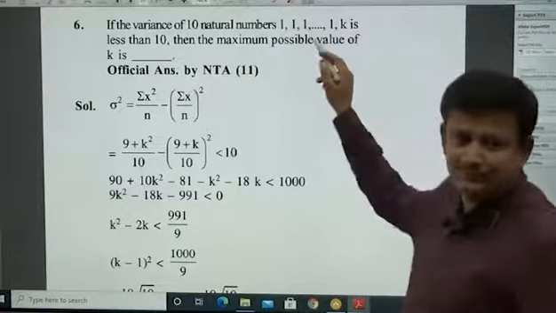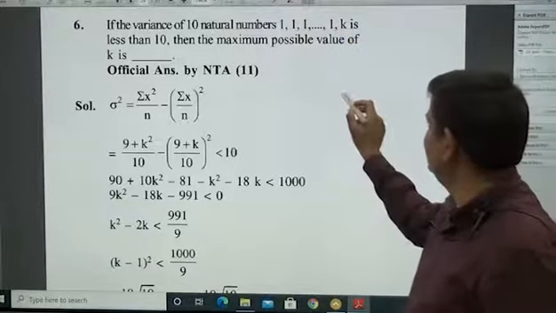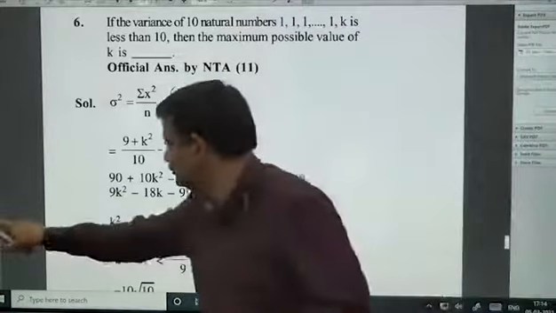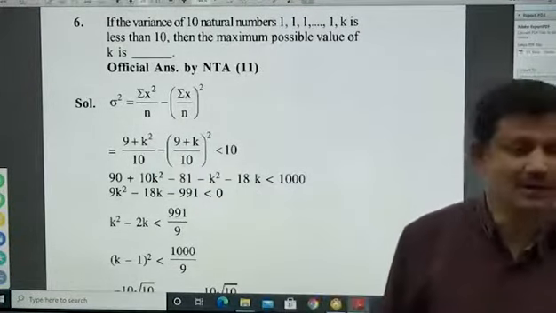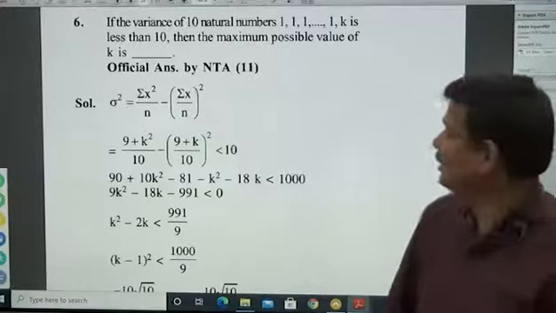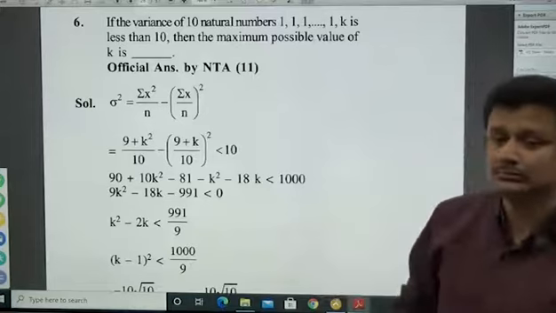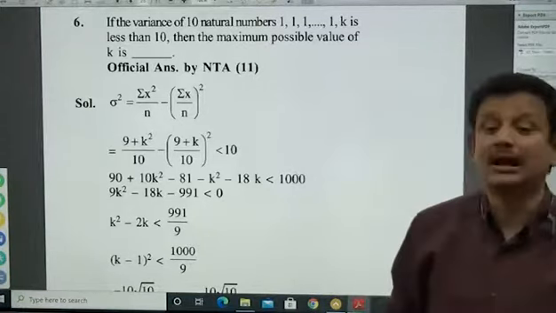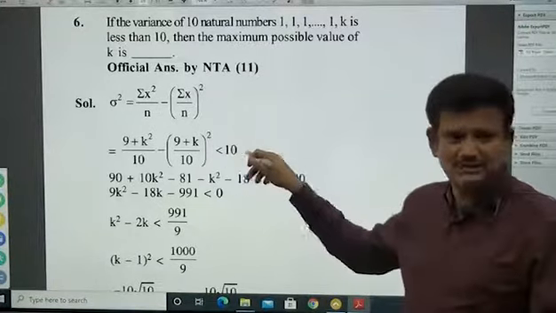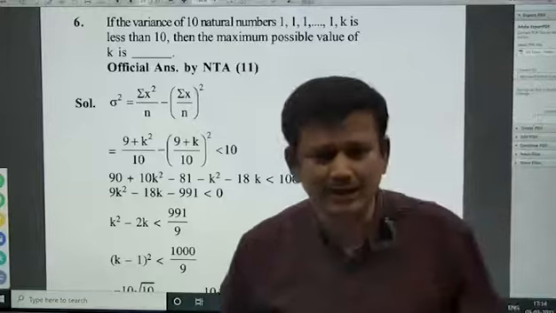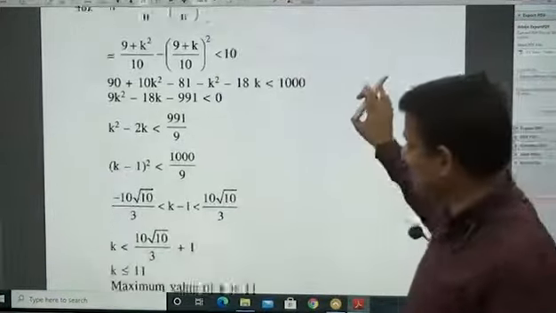Squares sum, what is it? 1 plus 1 plus 1, 9 ones are there, so this is 9 plus k square. 9 plus k square by 10 will be your mean of squares. Square of mean: how much will the mean be? 9 plus k by 10 will be your mean. Square of that. This is given to be less than 10. So you get a quadratic inequality. Solve that inequality. Not a big issue.